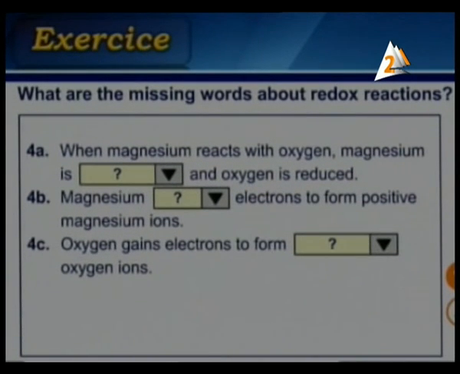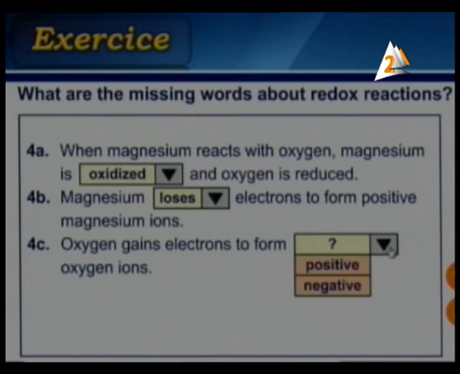But when magnesium reacts with oxygen, is magnesium oxidized or reduced? Magnesium is oxidized and oxygen is reduced. You have a good answer. Number 4B is about magnesium: does it lose or gain electrons to form the positive magnesium ion? Directly, we say loses, because it's a positive one. But this is not all. Does oxygen gain electrons to form a positive or negative oxygen ion? Here we have a negative ion, because the key word is gaining electrons to form negative oxygen ions. Good. Oxidation and reduction are followed by losing and gaining.